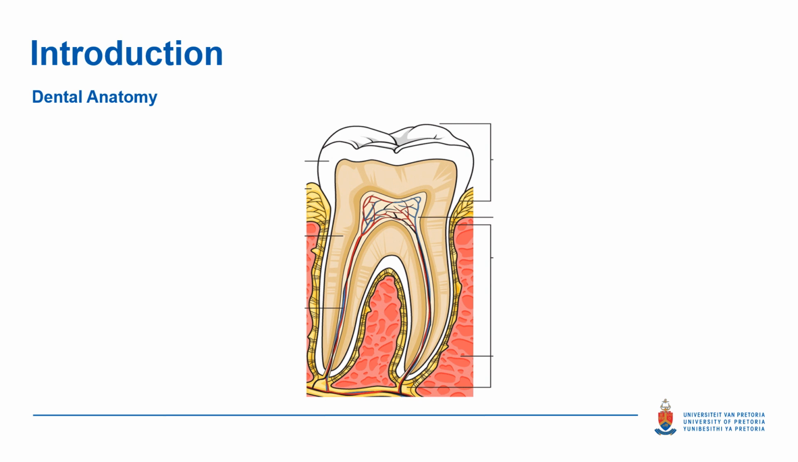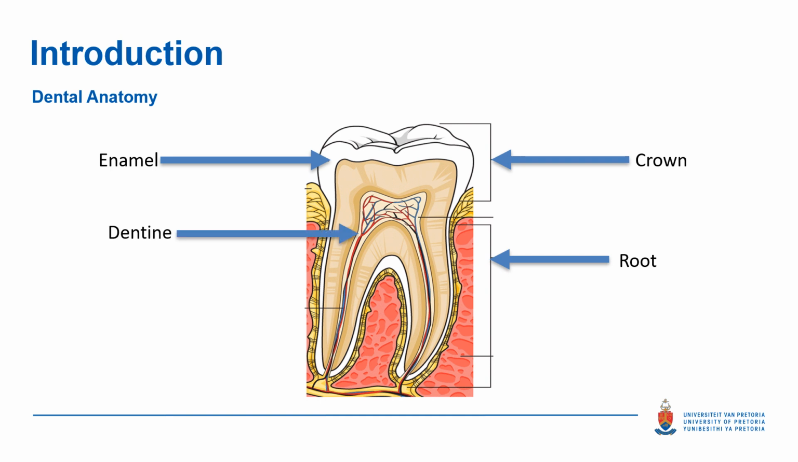The tooth is made up of two components, the crown and the root, which is made up of four tissues: the enamel, the dentine, the cementum, and pulp.